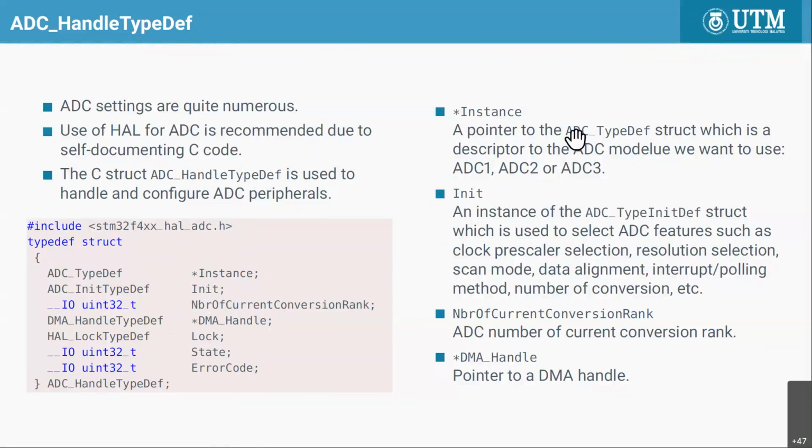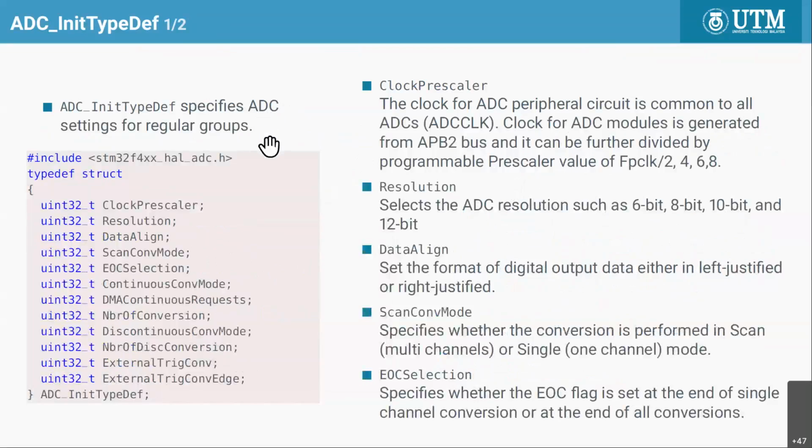So the minimum thing you have to know is listed here. Then you also have the unit type def. Okay, so these are the settings for each conversion. For example, here we have this page. Okay, there's many things here. So for this page, I listed 5 and then continue some more. Okay, so for example, here we can set the clock prescaler.